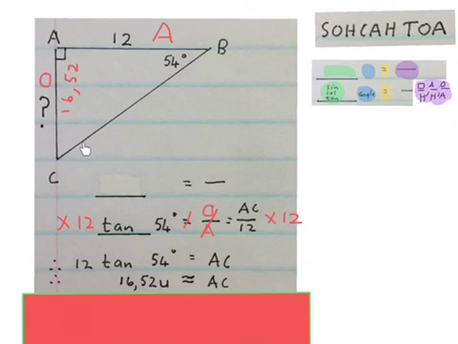If I now want to work out the length of CB, I will use Pythagoras. If I do want to know the size of this angle, I will take the 90 and the 54, minus it from 180 and get that answer.